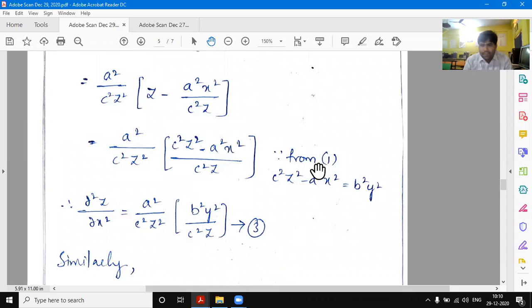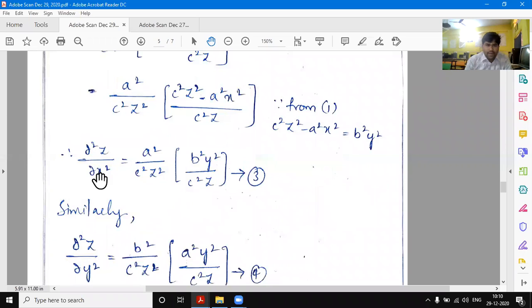So from equation number 1, what is given? Equation number 1 is c square z square is equal to a square x square plus b square y square. That one we can write like this: c square z square minus a square x square is equal to b square y square. So in place of this we can write b square y square.